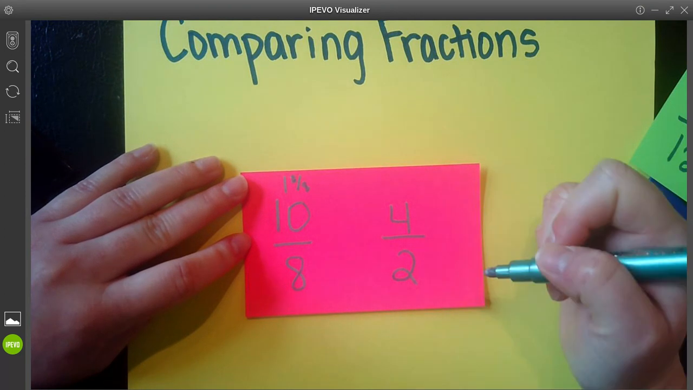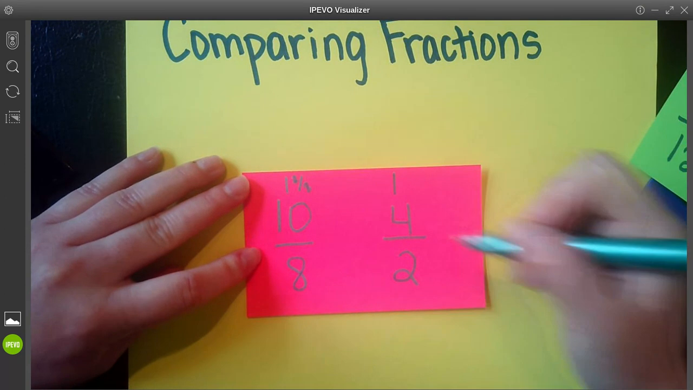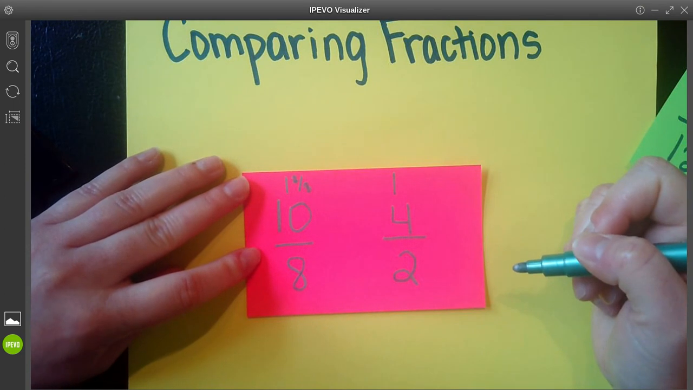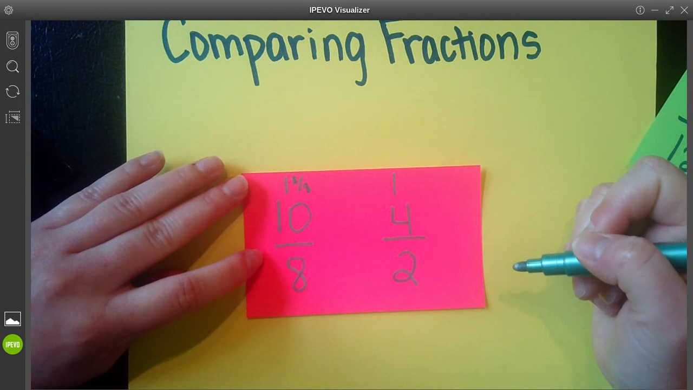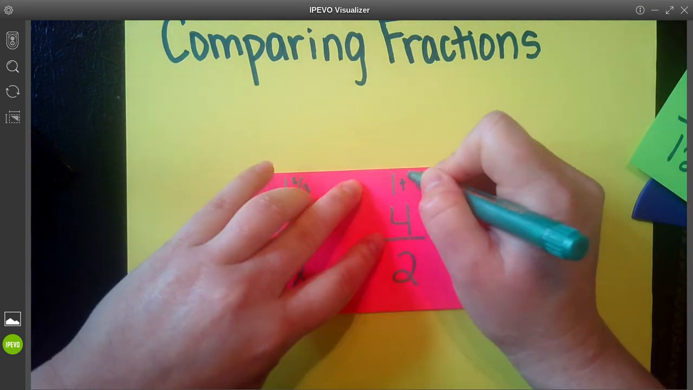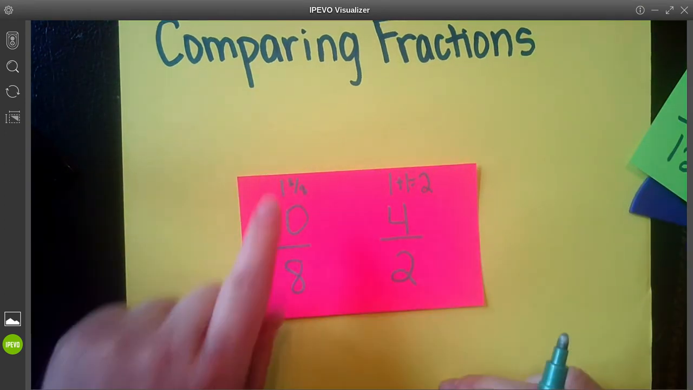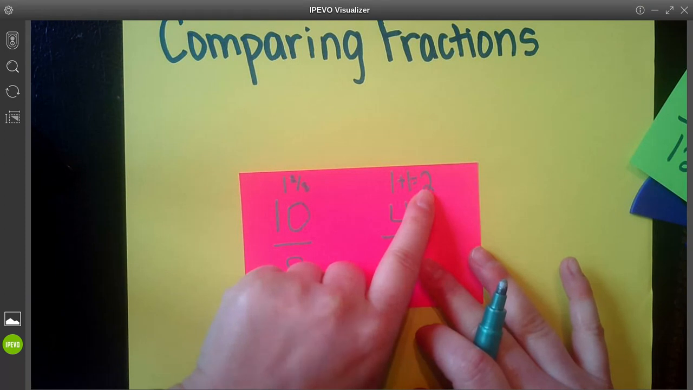And 4/2. Well, 2/2 make the whole, right? So I'd have 1 whole. And if I take away 2/2 from that, that's still 2 left, right? So 2/2, I can make another 2/2. So this one is 1 whole plus 1 whole, which equals 2 wholes. So which is bigger, 1 and 2/8 or 2 wholes?